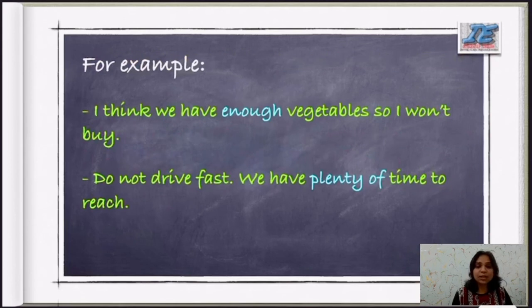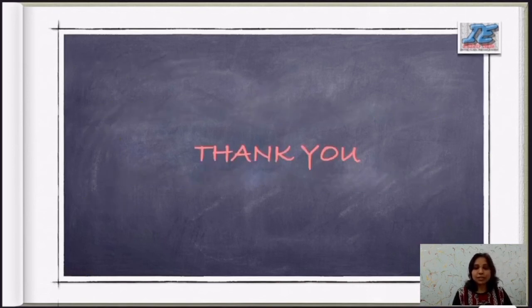For example, I think we have enough vegetables, so I won't buy. Enough is the quantifier here. It is telling us that the vegetables are enough for us. We don't need more vegetables, so I won't buy. Second example is, do not drive fast. We have plenty of time to reach. Plenty of here is telling us that we have more than the time required, so there is no need of driving fast.